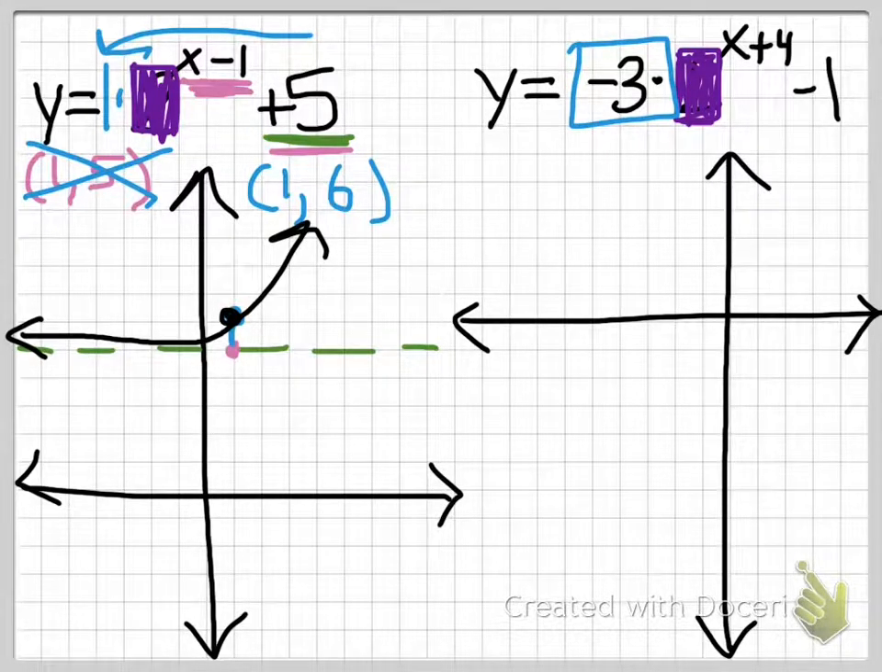Okay, we're going to move on to our second example now, and I have a special helper here. This is my daughter. Her name's Blair. Say hi, Blair. Hi. And she is going to draw my asymptote in for me.